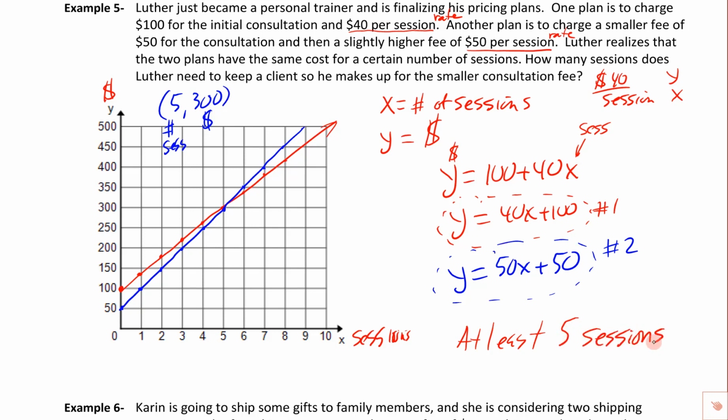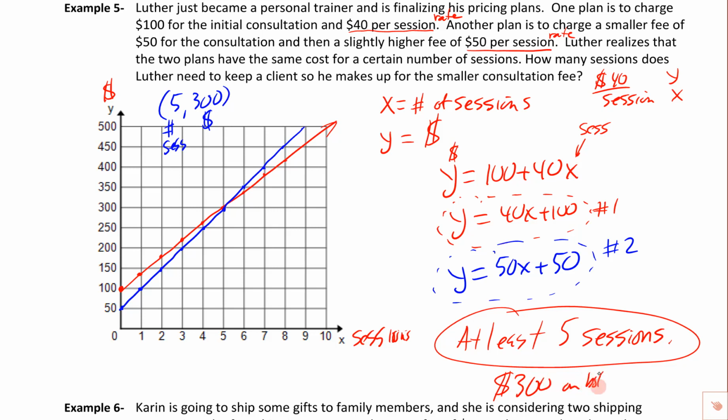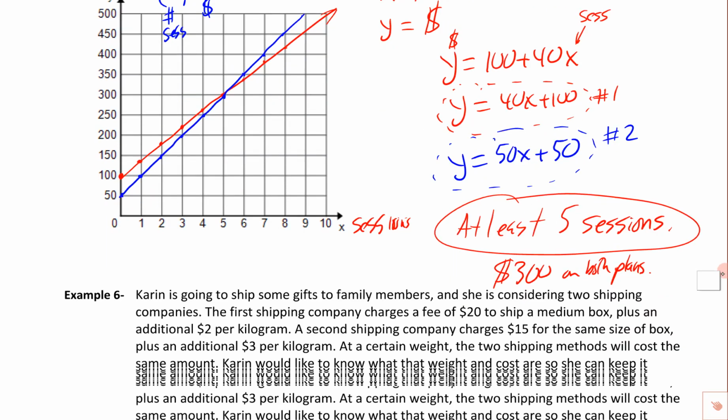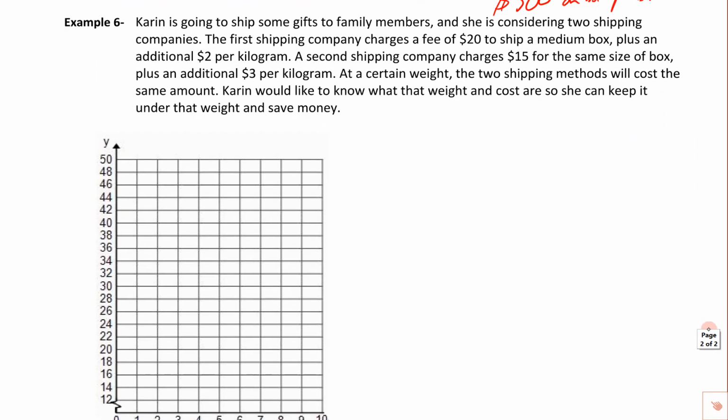And we'll add a little bit of information here. We're going to say he'd be kind of breaking even, making up for that difference that he had, because he's going to have $300 under both plans. Okay, so on both plans at that point. Okay, all right, so we've got that one taken care of. Let's take a look at the next one.